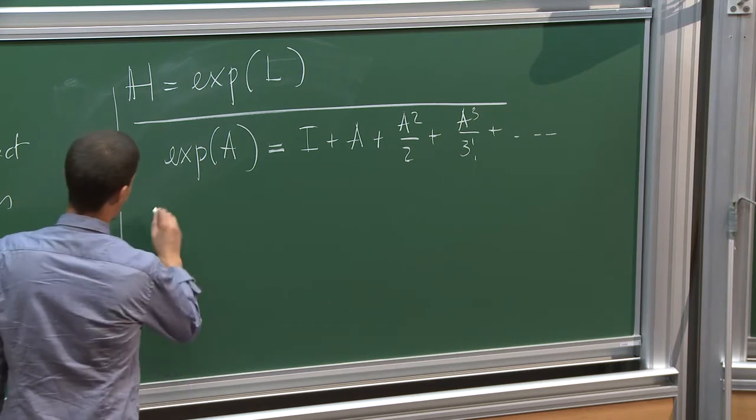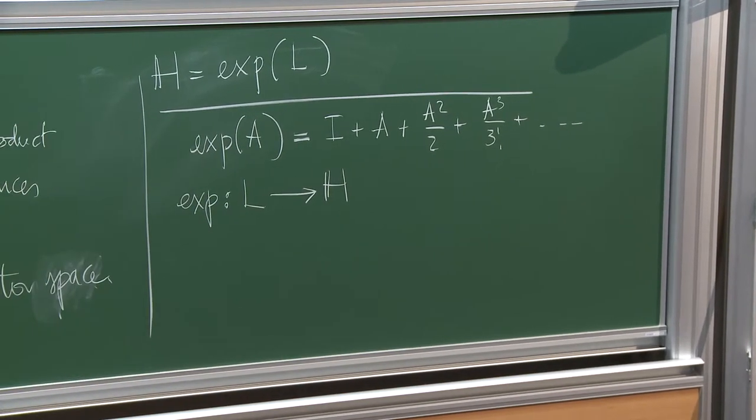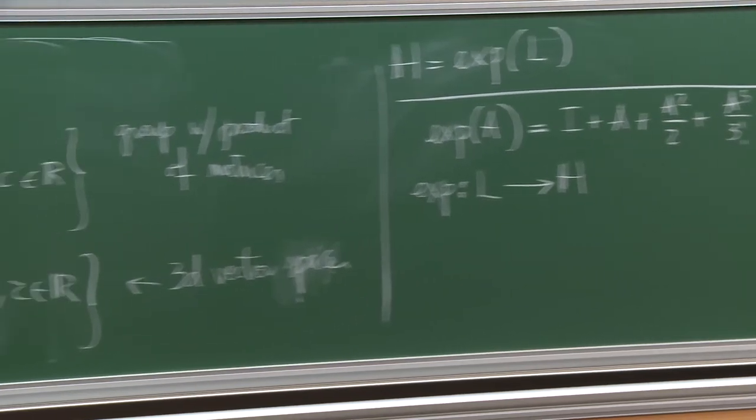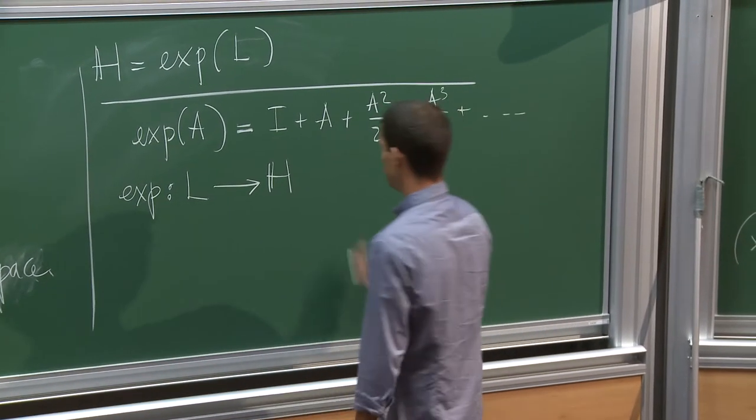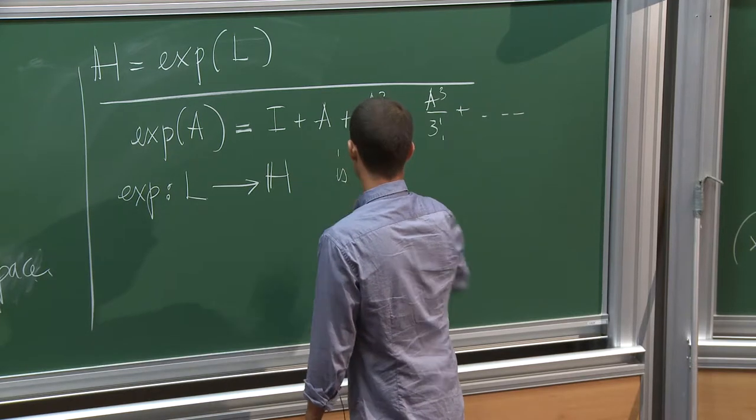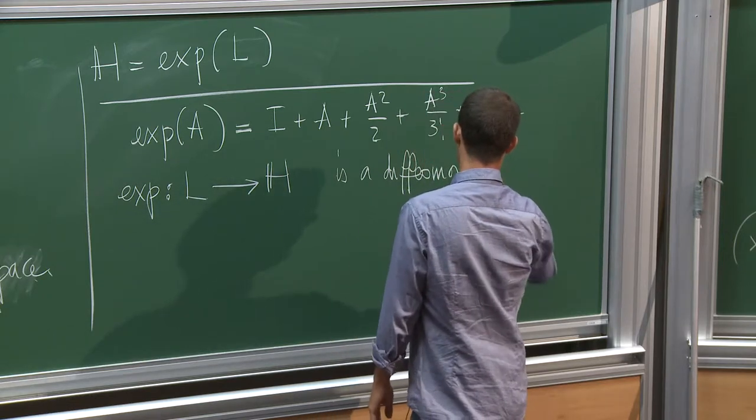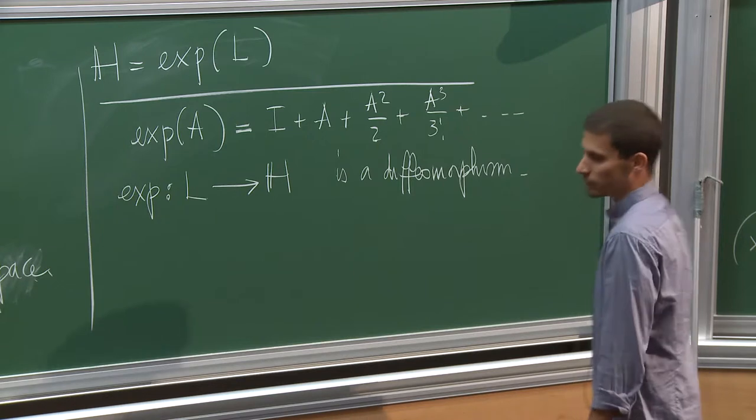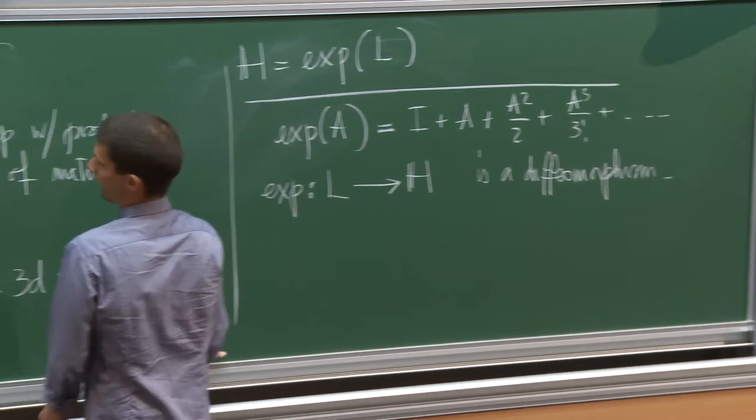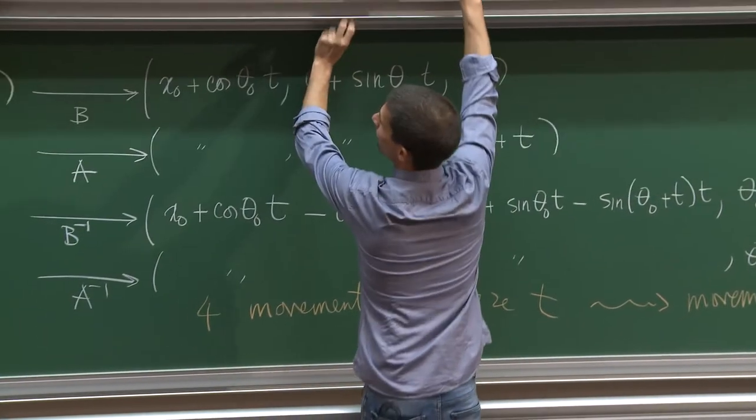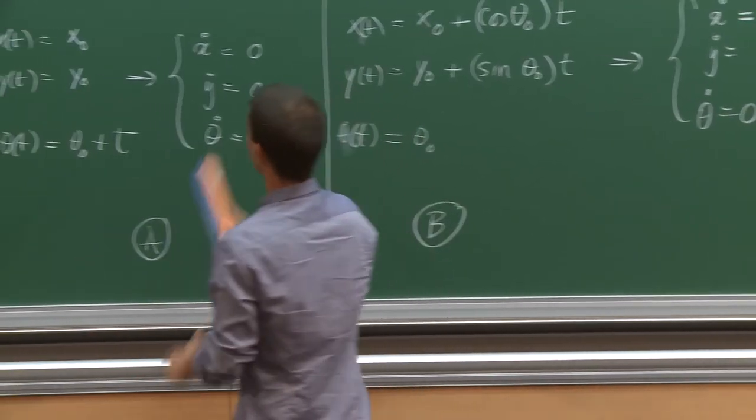And in this case, exp from L to H somehow gives coordinates on H. So it is a diffeomorphism between the two, okay? What is the exponential of a matrix in L? We can compute it. It's easy.